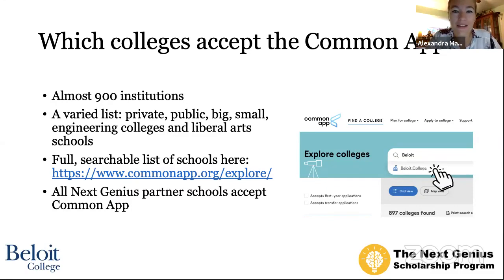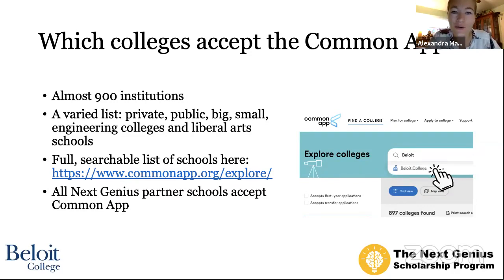It is a very, very varied list of institutions that have agreed to accept the Common App. Beloit is a small private liberal arts school. We accept it. We've got some Big Ten schools, some Ivy League schools, some tech universities, engineering colleges. So it's not only a certain kind of school that accepts the Common App. And yes, it's worth checking. I imagine many of the schools you might be considering, especially in the US, are probably on the Common App. So I have the website right there.